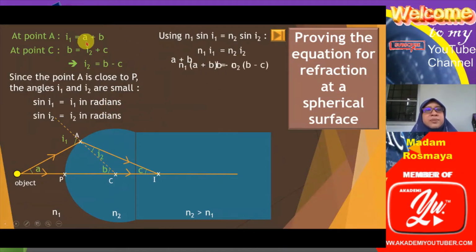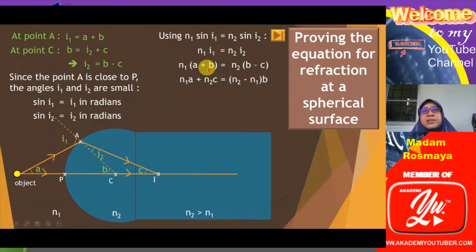Okay, then we substitute i1 and i2 into the equation here. It becomes n1 times (A plus B) equals n2 times (B minus C). And we expand this bracket to become n1A plus n1B. Bring it to the right side, it becomes minus n1B. Then n2 times B is brought here, and n2 and minus n2C we bring to the right side. So we rearrange the equation here, and we get this. And then we factor out B on the right side, so the bracket becomes n2 minus n1. Okay, so this is all mathematics.